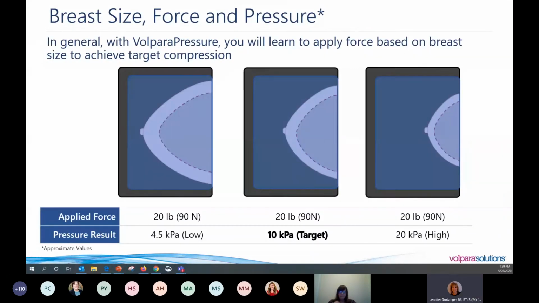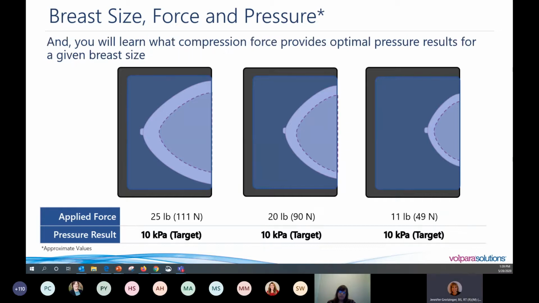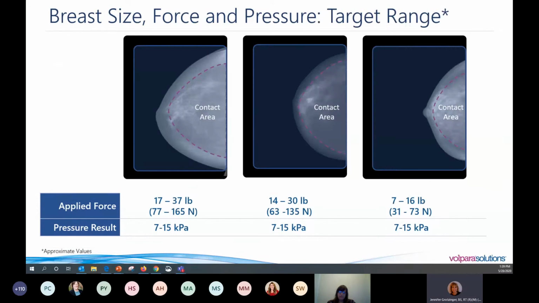In general, with Volpara Pressure, you will learn to apply force based on the patient's breast size to achieve that target compression. And you will learn what compression force provides optimal pressure results for a given breast size. For example, here are the 3 different breast sizes: large breasted, medium or average breasted, and smaller breasted images.